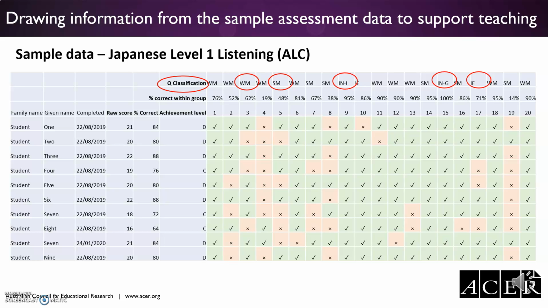There's also information about percentage correct within the group. This shows the percentage of the students who got the correct item correct within this group. This can be useful when you are investigating common misunderstandings and so forth.